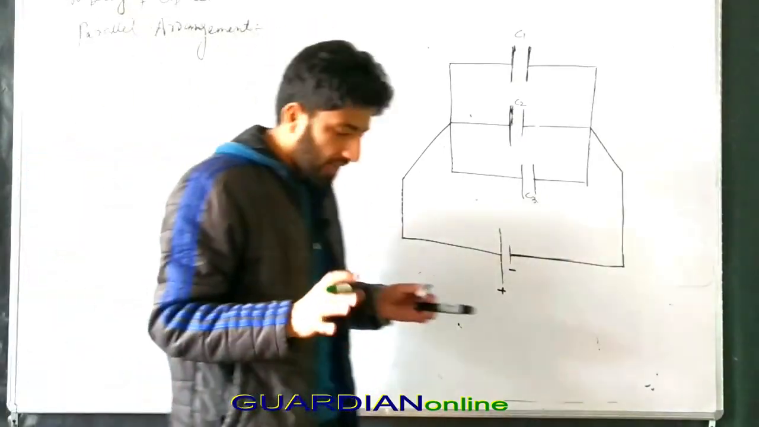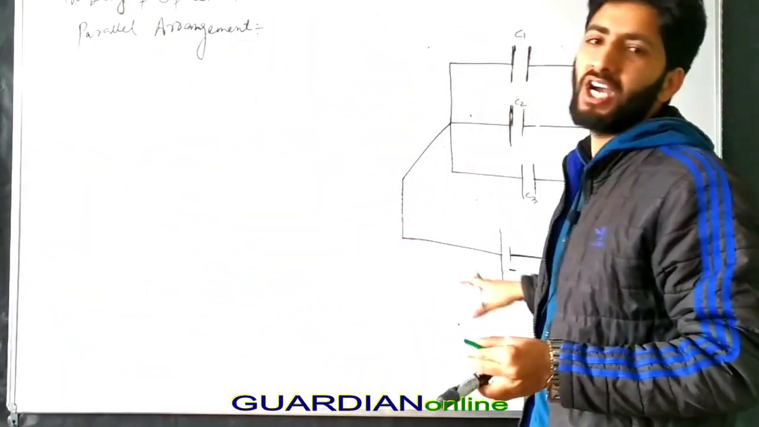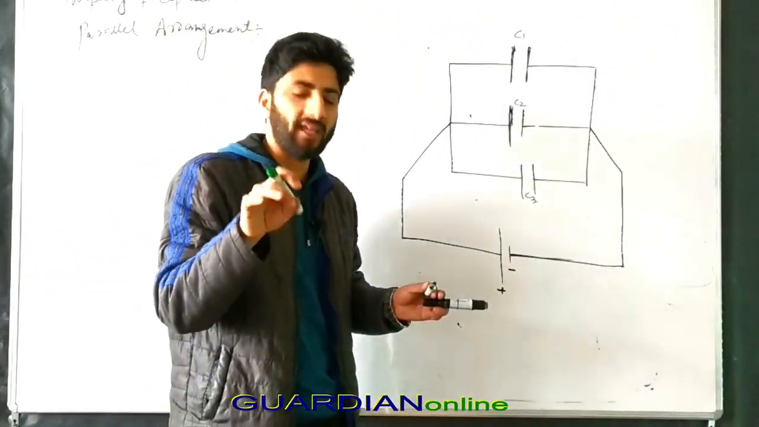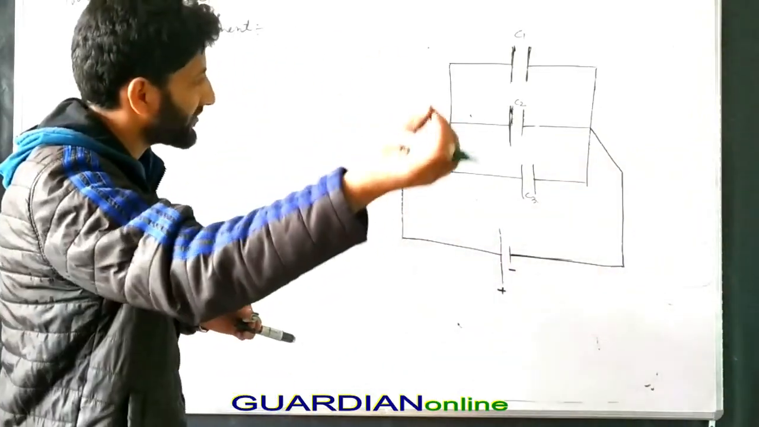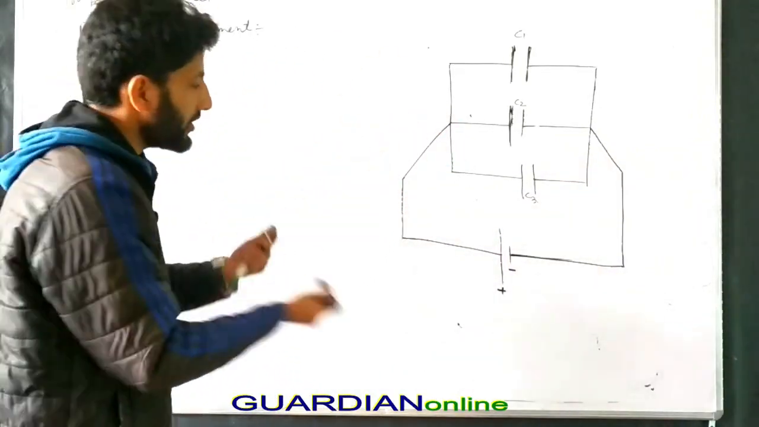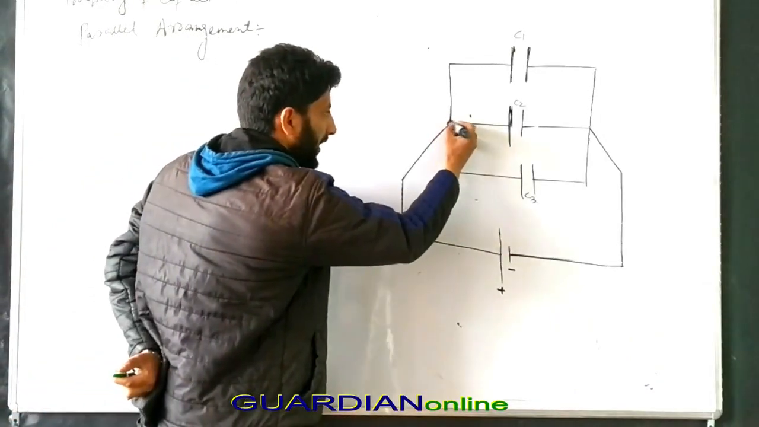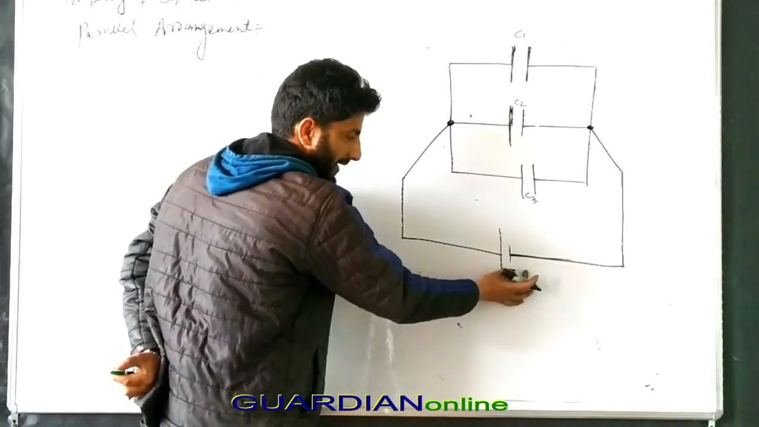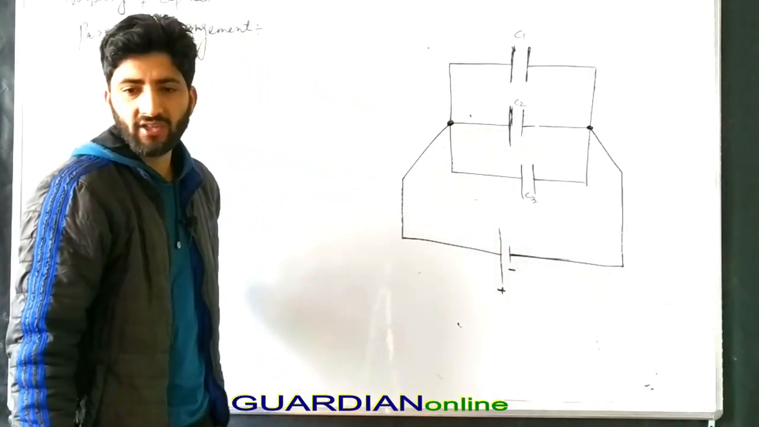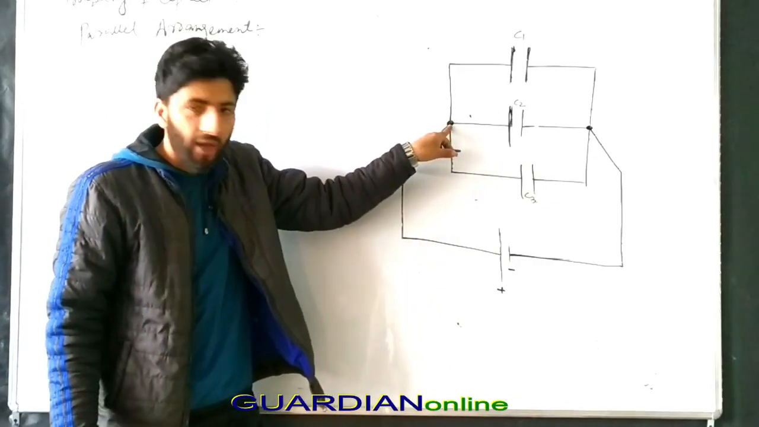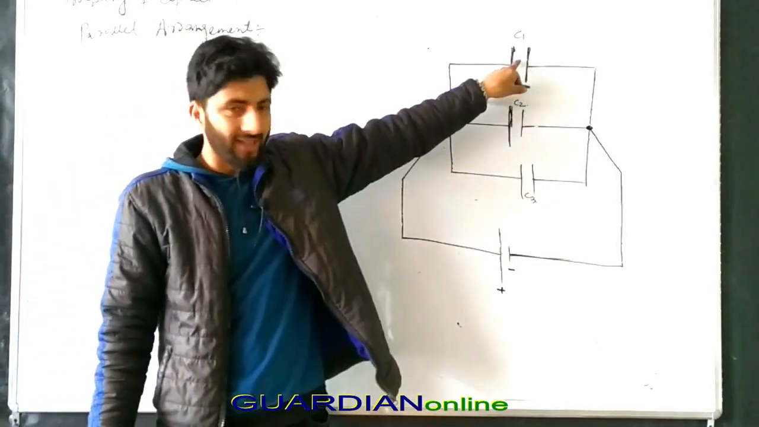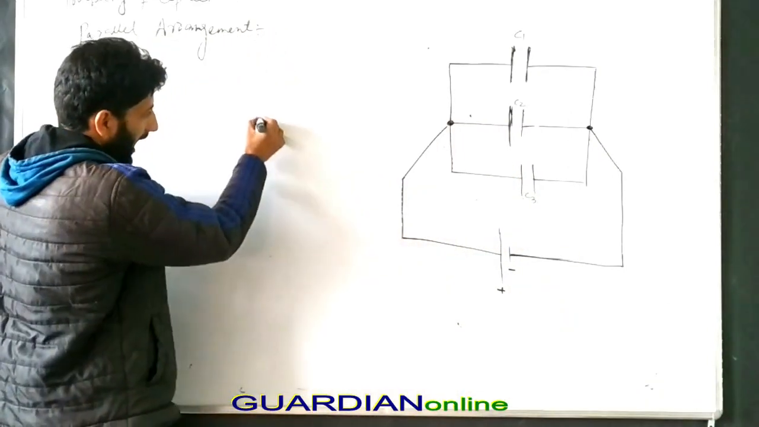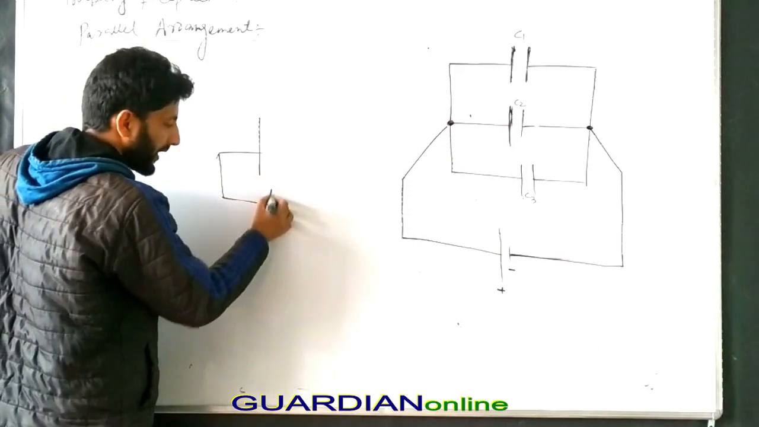Now look here: this arrangement is called a parallel arrangement. Why is it named a parallel arrangement? For example, this point is connected to the positive terminal of a battery and this point to the negative terminal. This point is internally connected to capacitor C1, capacitor C2, and capacitor C3. This plate is connected to the positive plate of the battery.